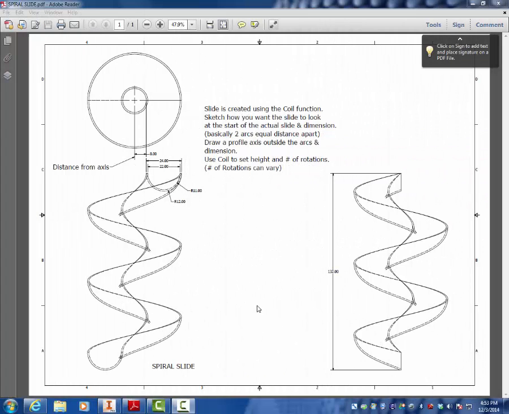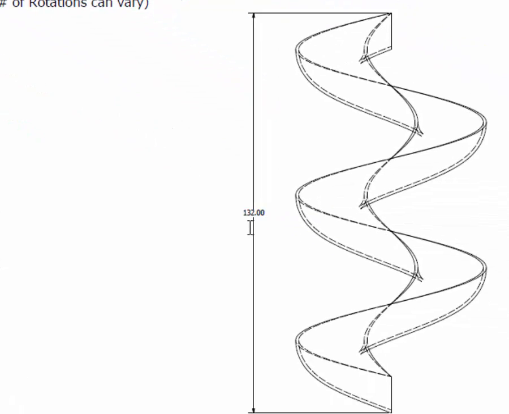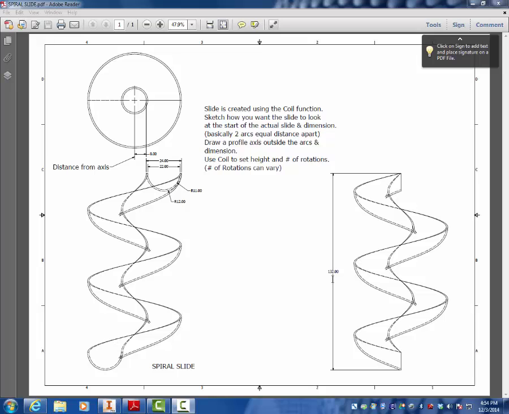Okay, so now we're going to try to do the spiral slide. This is a lot more involved than what the tunnel slide is, so you may have to stop, you may have to rewind, you're really going to have to pay attention to how this lays out, or it's not going to work quite right. So this is the drawing that you're given. You see that there's an outside dimension of 24, an inside dimension of 22, and an overall height of 132. So we'll get to those here in a little bit.